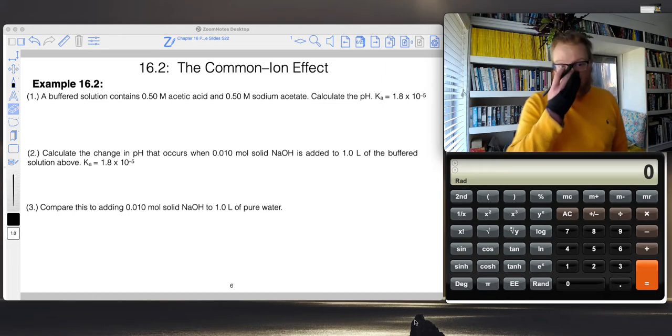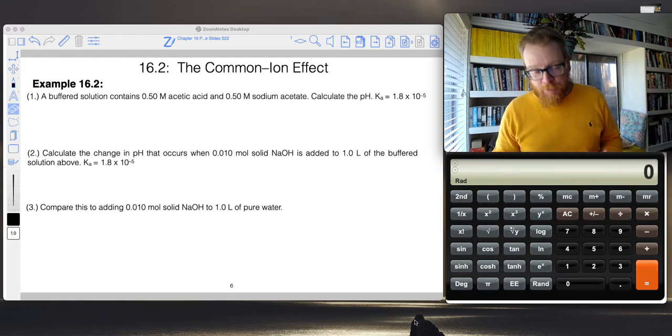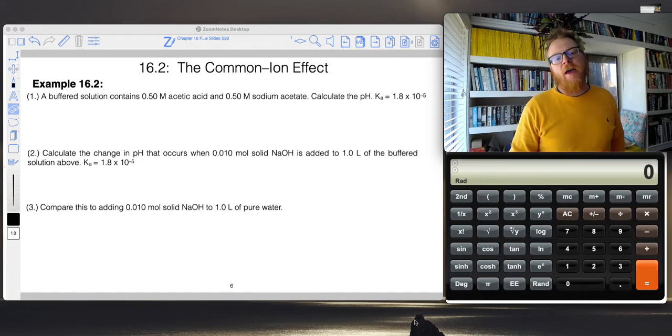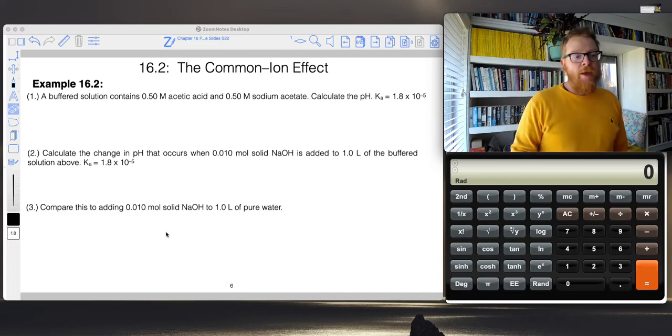In that last video, we saw that to have a buffered solution, we have to have amounts of the acid as well as its conjugate base present. But we didn't really see how that resists a change in pH. So to demonstrate that, I've got a three-part problem that we're going to go through, taking it one part at a time. And this is going to demonstrate to us how buffers resist a change in pH.